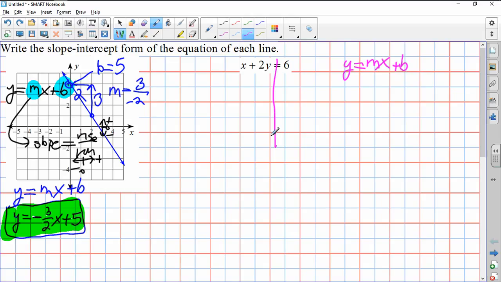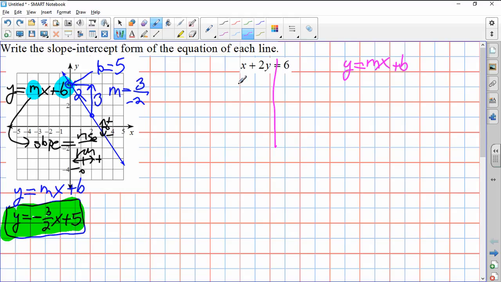Step number one is eliminate parentheses, fractions, or decimals. There's none of them, so that's it on number one. Number two is combine like terms. These two cannot be combined because they're different. This cannot be combined because it is by itself. So nothing can be combined.